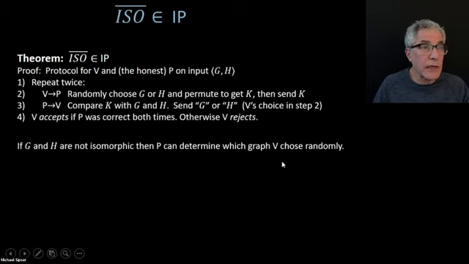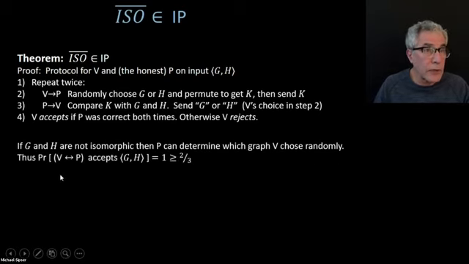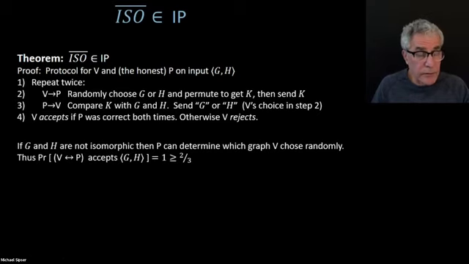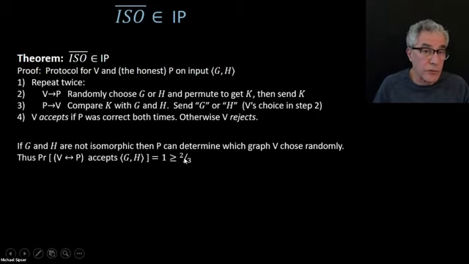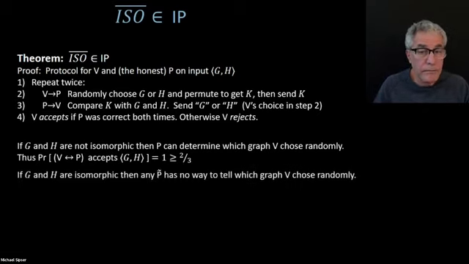So if the graphs are not isomorphic, the prover can tell which one it picked randomly. Therefore, if the graphs are not isomorphic, the verifier with that honest prover will accept with probability 1, because that honest prover is always going to get the right answer, which is at least 2/3, the bound we need. We don't care about the space used in answer to a question.